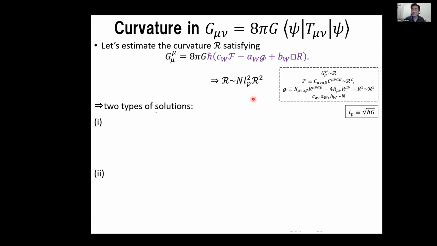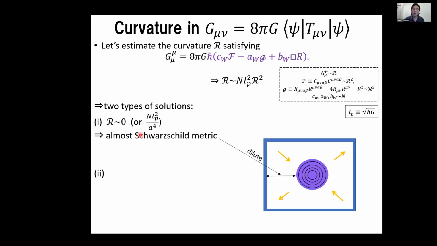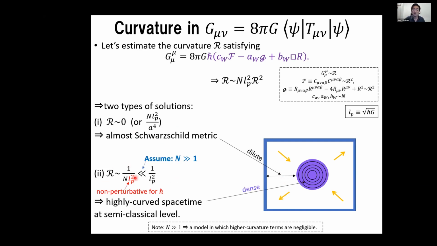As you can see, this equation has two types of solutions. The type 1 is this one. The curvature is almost zero, or more precisely, the order is given by this one. This type of solution is almost Schwarzschild, which contains a back reaction from small dilute effect. Dilute effect means the radiation around this object and vacuum polarization effect. The second type is very non-trivial.